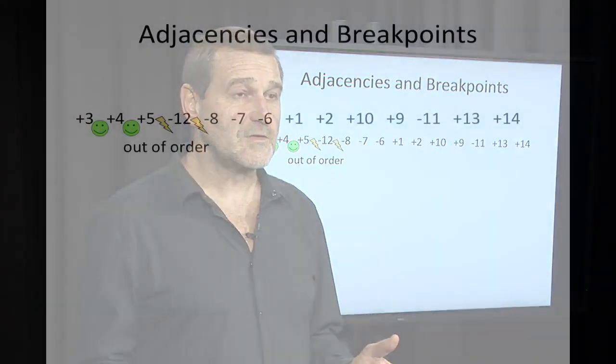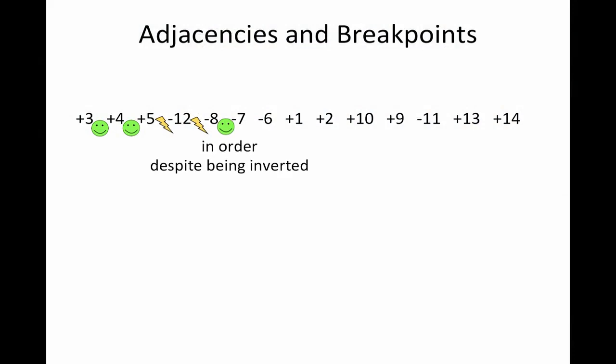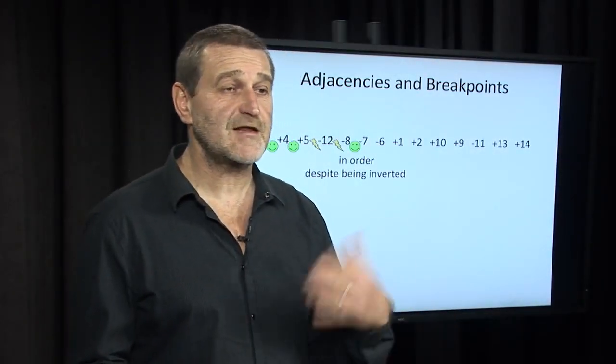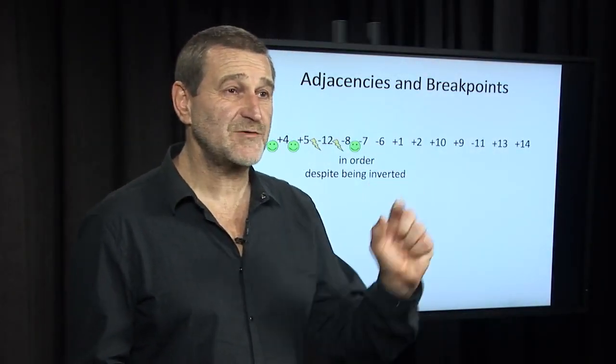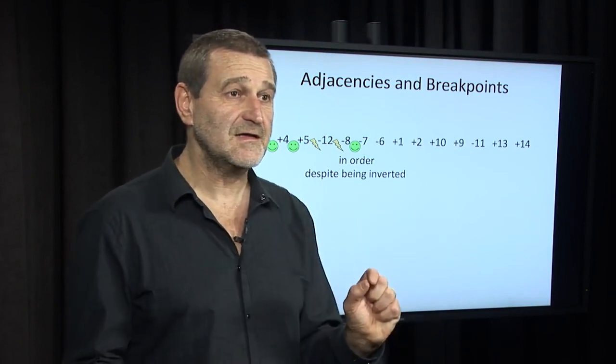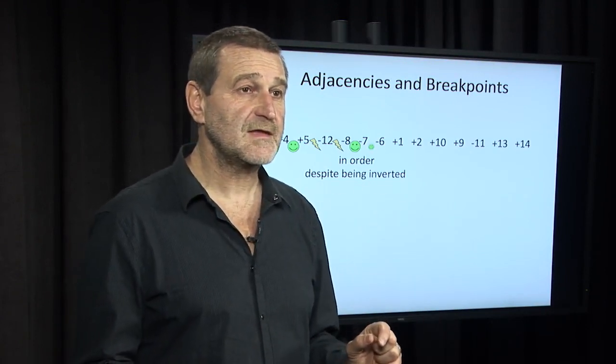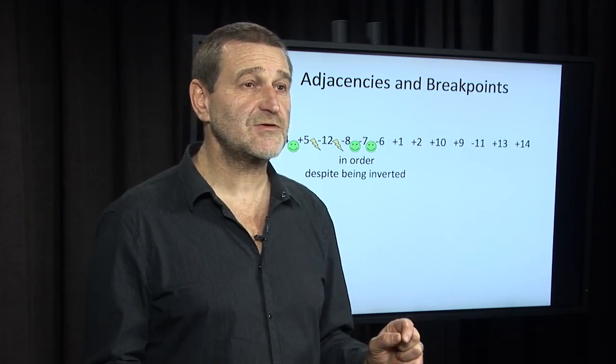-12, -8, also a breakpoint. This is an interesting case. -8 and -7. It's not +7 and +8 as we want to see in the identity permutation, but maybe there will be a reversal that contains both -8 and -7, and then after reversing they will turn into perfect orientation and will correspond to the case +7 and +8, and that's why we say -8 and -7 are in order despite being converted. -7, -6, the same story.